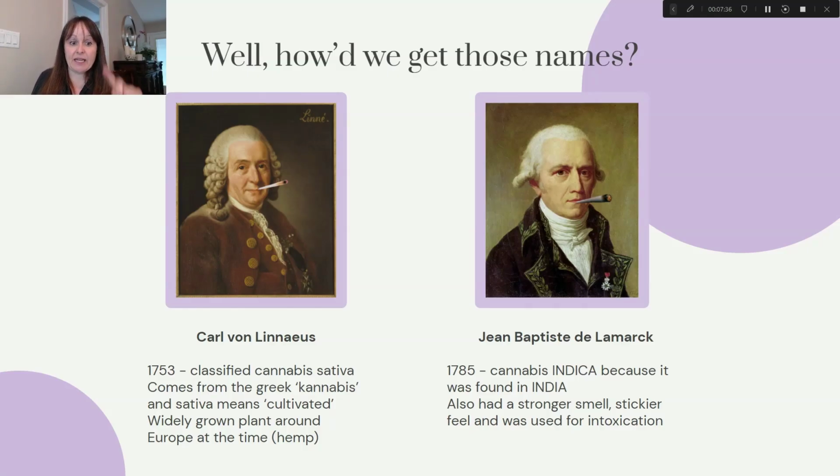So, did Carl or Jean ever sit down in the field of cannabis and roll up a big doobie and smoke it and say to the world, "Oh, I declare cannabis sativa makes you feel uplifted and indica makes you feel tired"? No, never happened at all. So the sativa and indica, they don't mean that. They mean, this is a cultivated plant, and this is a cultivated plant that was found in India, so we called it indica.